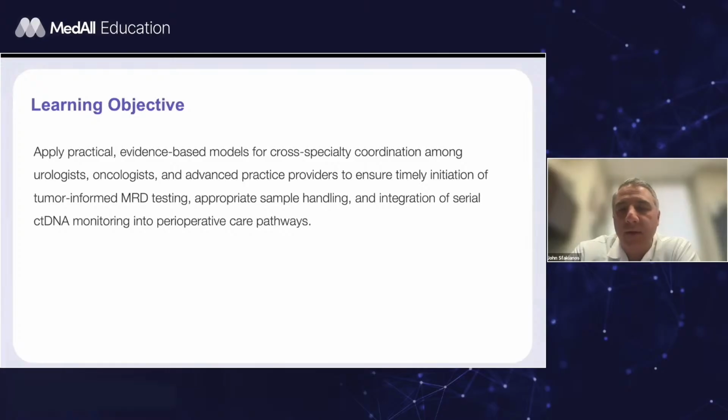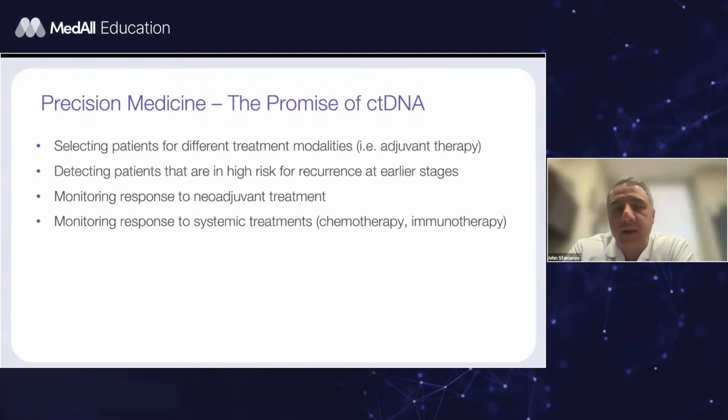The learning objective is to apply practical evidence-based models for cross-specialty coordination among urologists, oncologists, radiation oncologists, and advanced practice providers to ensure timely initiation of tumor-informed MRD testing, appropriate sample handling, and integration of serial ctDNA monitoring into perioperative care pathways. So basically is incorporating the entire team into the testing of MRD, tumor-informed MRD, and how we can coordinate it all in a timely fashion to help our patients make good decisions.